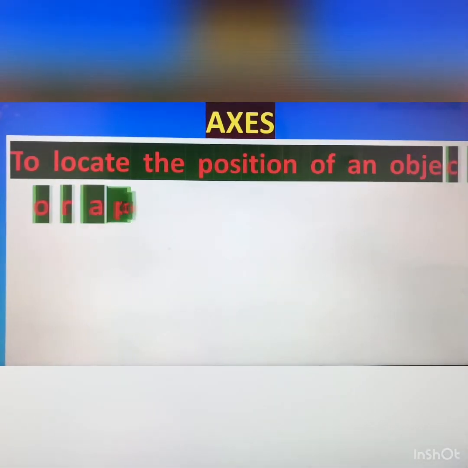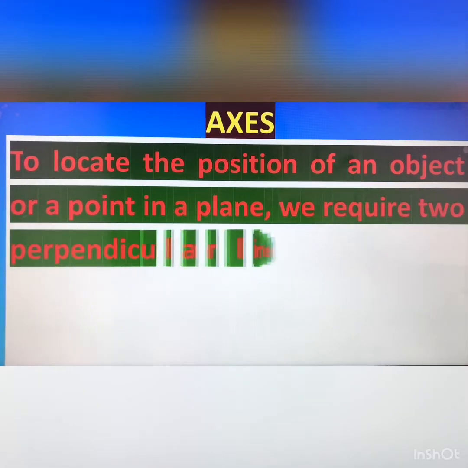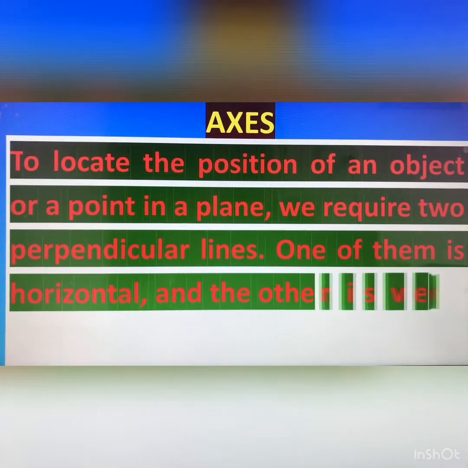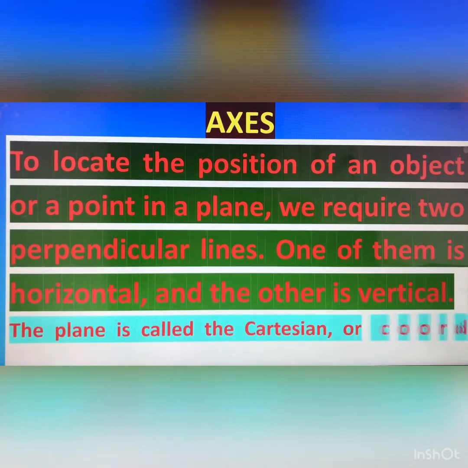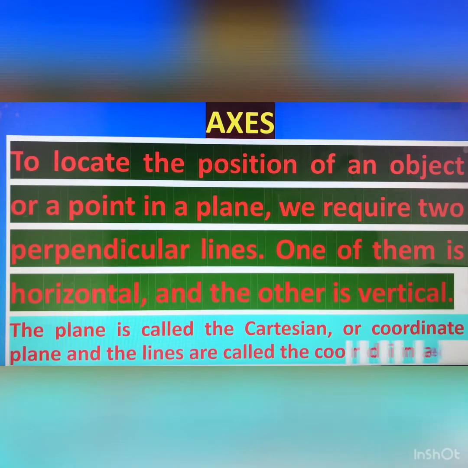So now dear, axis. What is the axis? To locate the position of an object or a point in a plane, we require two perpendicular lines. One of them is horizontal and the other is vertical. The plane is called the Cartesian or coordinate plane, and the lines are called the coordinate axis.